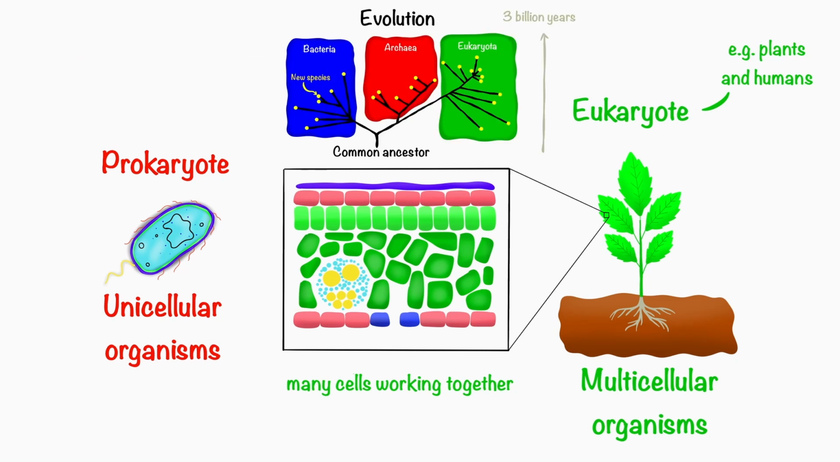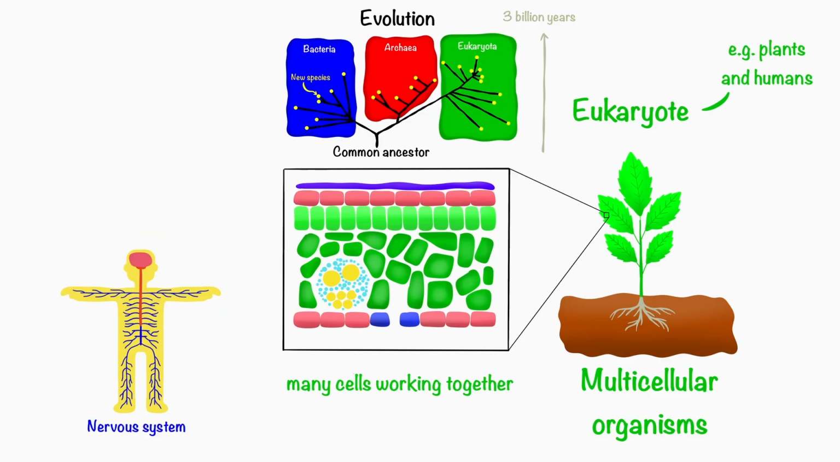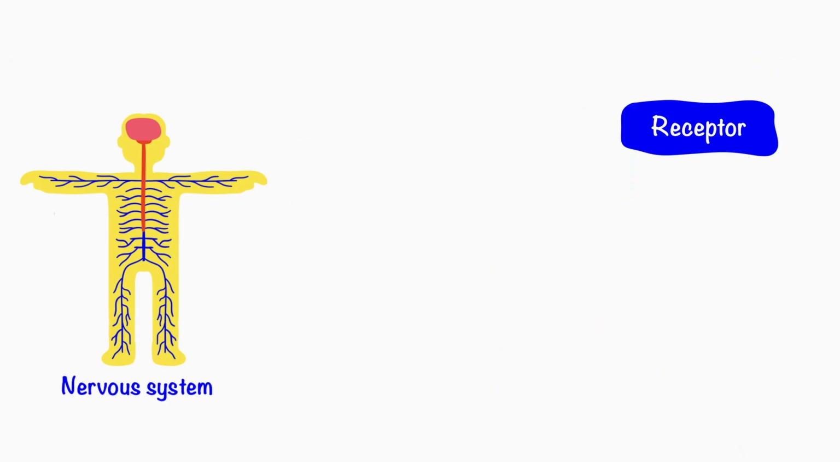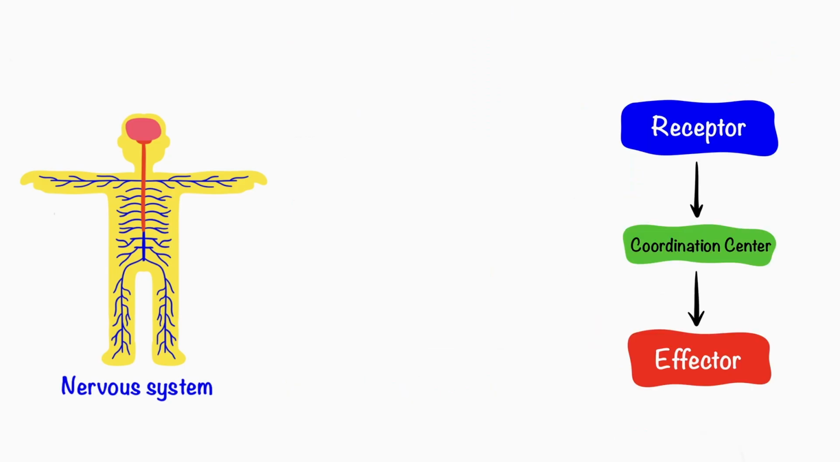As organisms evolved and became more complex, they developed nervous and hormonal communication systems. The nervous system is what allows humans to react to their surroundings and coordinate their behavior. It detects stimuli, processes information, and coordinates responses. Let's look at the different parts that make up this complex system.